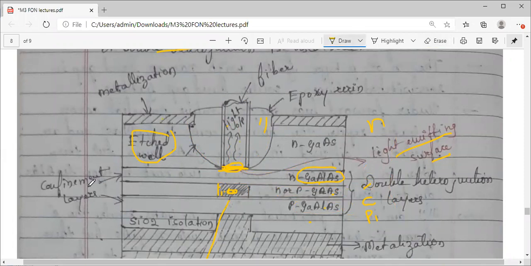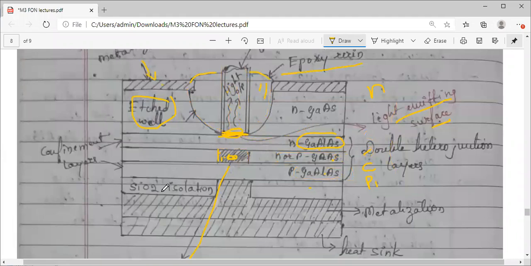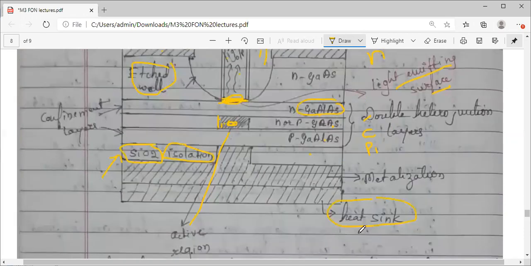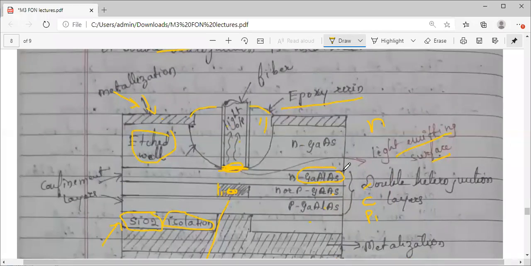This optical fiber is connected to your LED by means of an adhesive epoxy resin. Once you put it here, it will be fixed. And you have the metallization for contacts, and you also need SiO2, that is silicon dioxide isolation, which is an insulation. These are very common things used in any fabrication process: metallization and SiO2 isolation. One extra thing you see is the heat sink at the bottom, which you use for longer life. Coming to the center part, this is your double heterojunction layer.